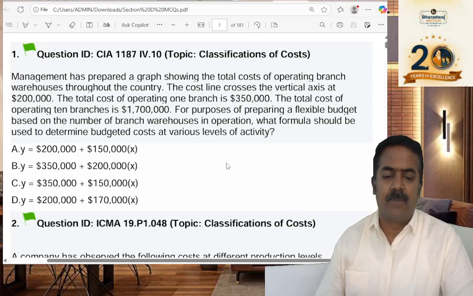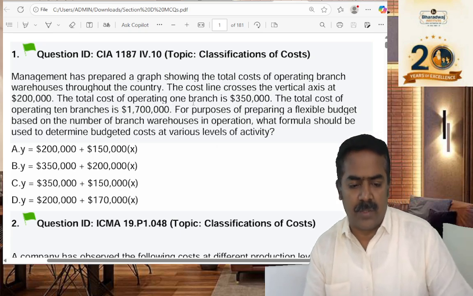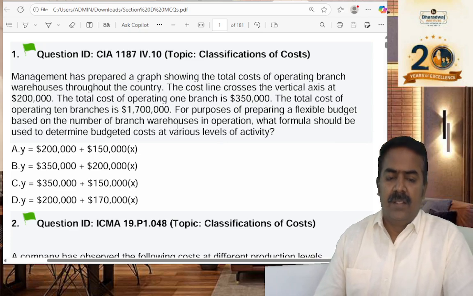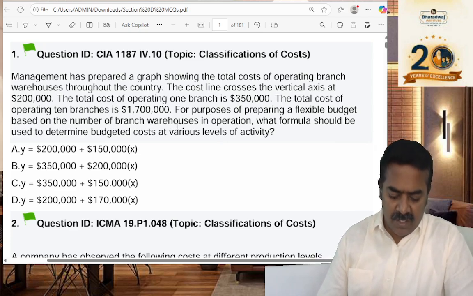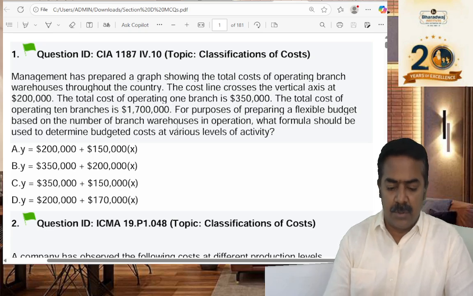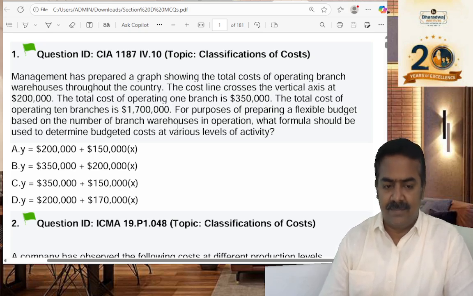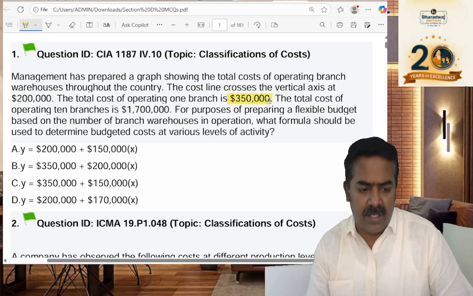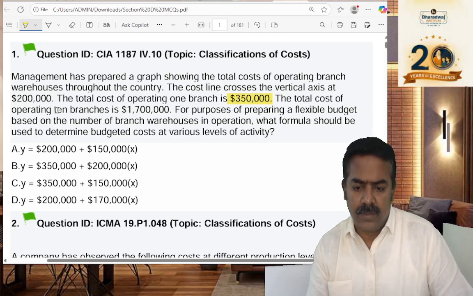Let us begin. Go to this question. This is about classification of cost based on the nature. The total cost of operating one branch is how much?